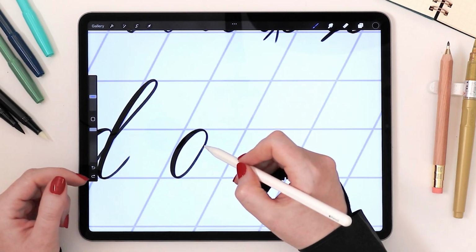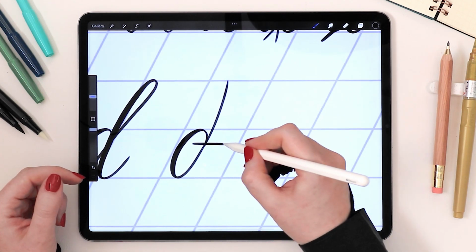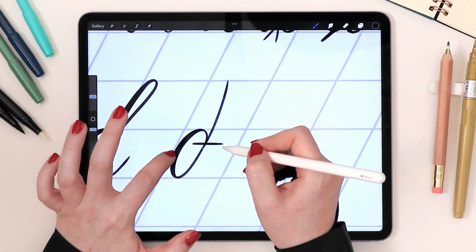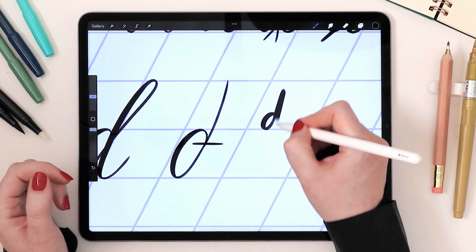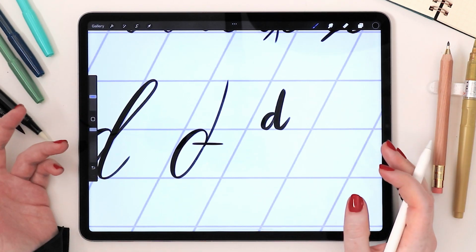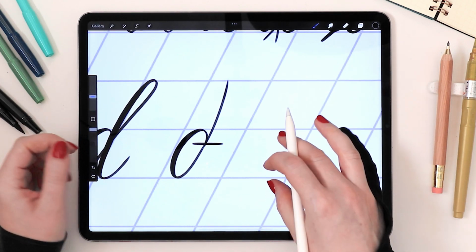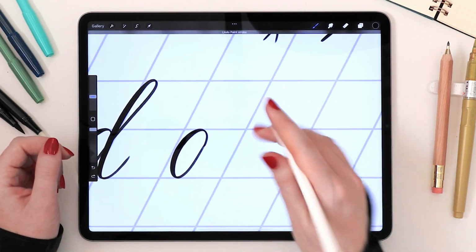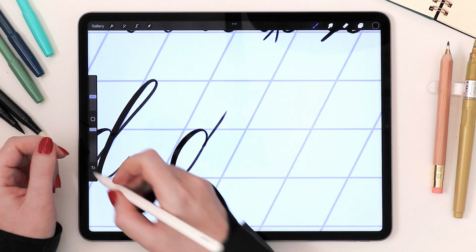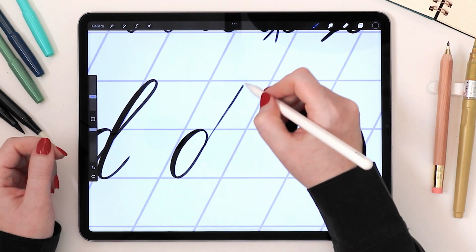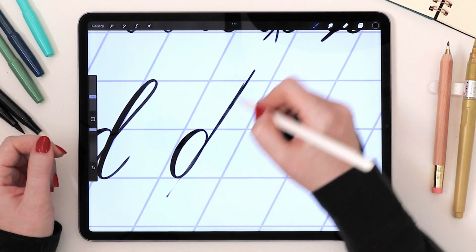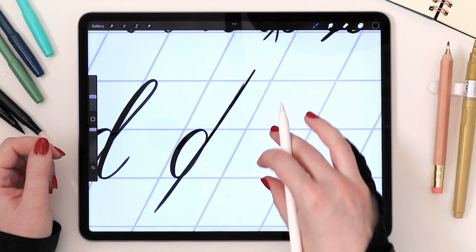So what was the mistake made here? The mistake was that a lot of students feel the need to change direction here. And in a way that comes from our writing of printed D, because we feel like that stem needs to be vertical. It absolutely does not. So when you get here to the bowl, keep going in the exact same direction. You will not change your angle at all.